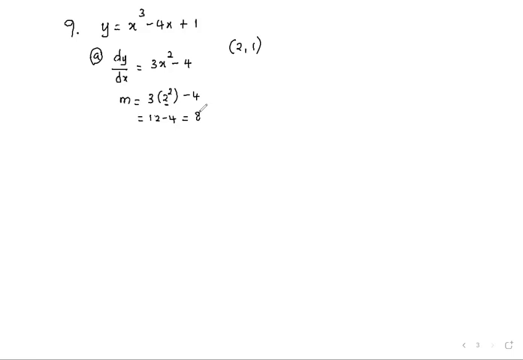The question is asking us to find the equation of the normal. Now what we know is that if you multiply the gradient of the tangent times the gradient of the normal, you get -1. This is how the normal and the tangent are related. Since we have 8 as the gradient of the tangent, we multiply it by the gradient of the normal, which we don't know, so that we get -1. Meaning, the gradient of the normal is equal to -1 over 8.